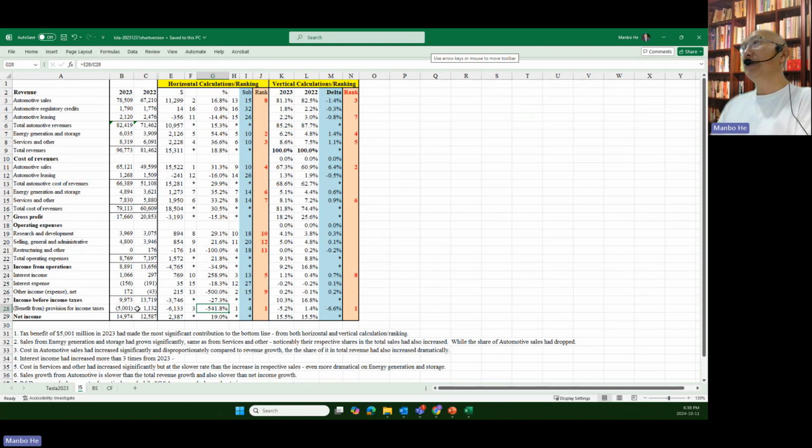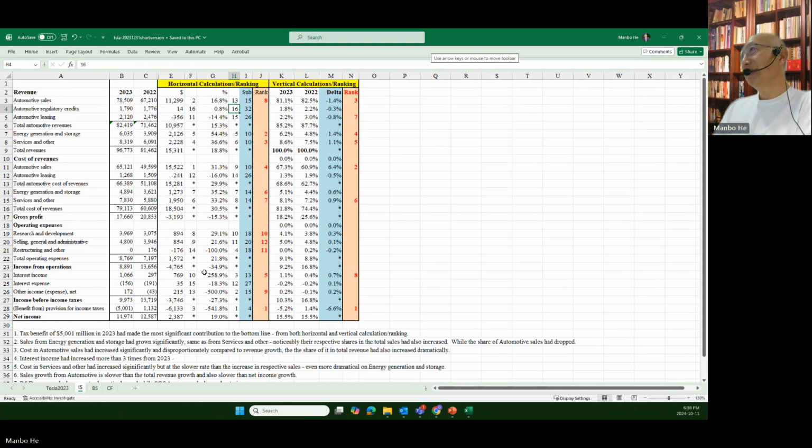If you look at the number, back in 2022, Tesla paid over $1 billion in tax. Well, in 2023, actually, the government now owes Tesla more than $5 billion in income tax, right? So this is a big difference. So we do the same ranking. So we have 1, 2, 3, 4, all the way to number 16. Okay, so this is a ranking.